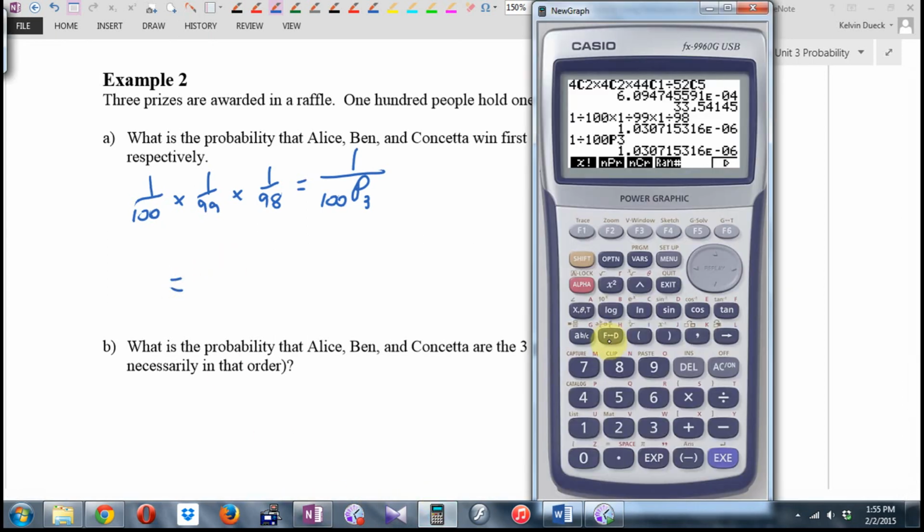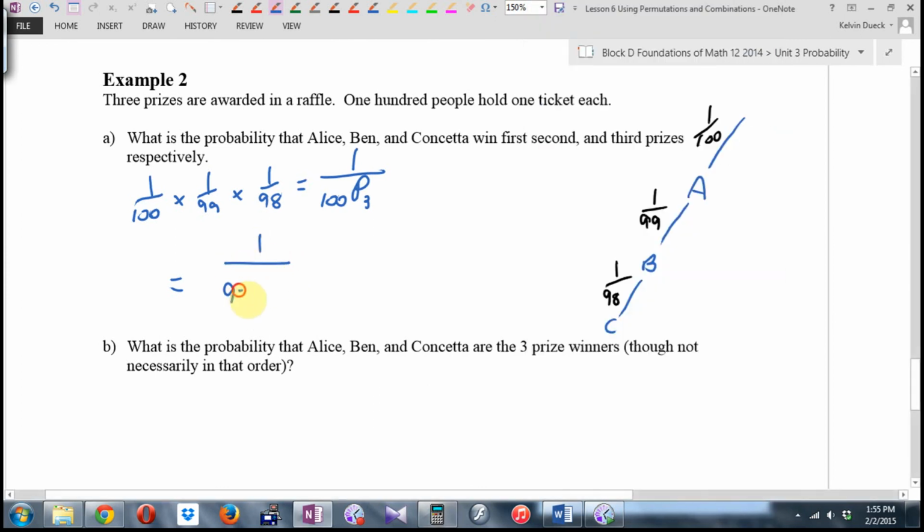As a fraction, 1 over 970,200. Almost 1 in a million. That particular combination occurs. Sorry, that particular permutation occurs.